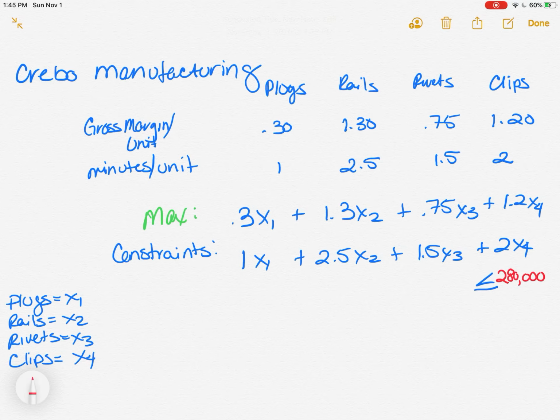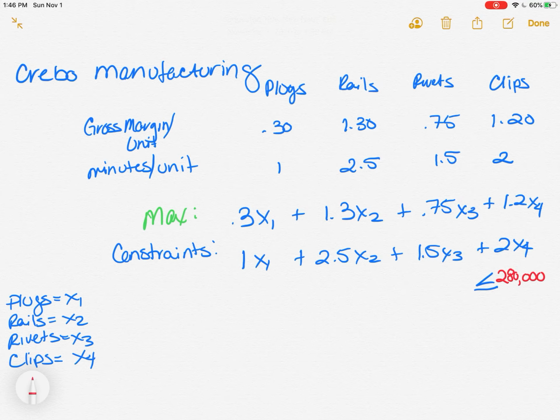So in setting this up, again, we're talking about gross margins, which is related to profit. So we're maximizing, which is why I have it in green for dollars, right? And we know that there's 30 cents for plugs, $1.30 for rails, 75 cents per unit for rivets, and then $1.20 per unit for clips, which I refer to as X4.